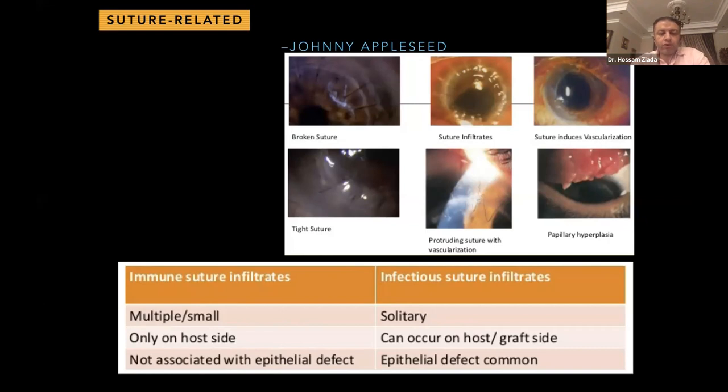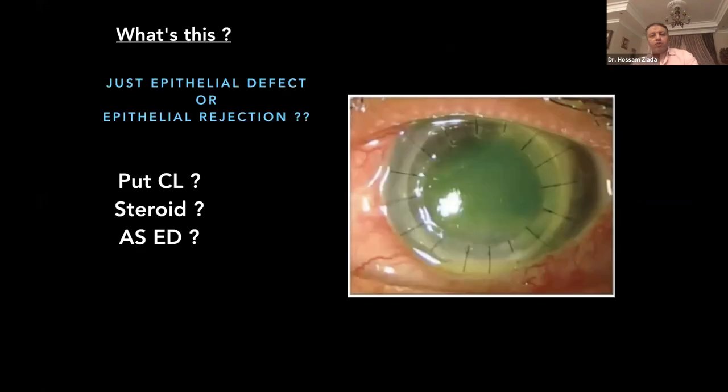The immune suture infiltrates are an inflammatory or immune reaction, not associated with epithelial defect, while the infectious will be associated with epithelial defect. Let's go to the epithelial defect, which is a common problem in keratoplasty and may deceive some of us to be diagnosed as a sign of graft rejection or graft failure. The question is for Dr. Gustavo about the persistent epithelial defect after keratoplasty in the first weeks after. What to do?